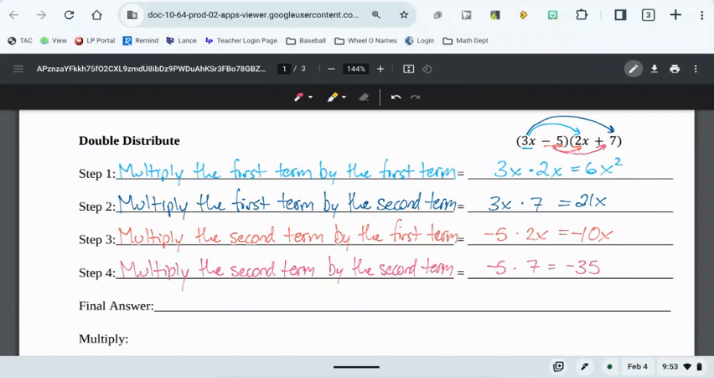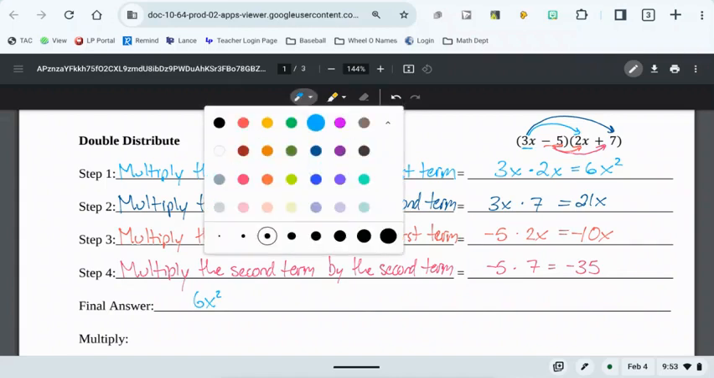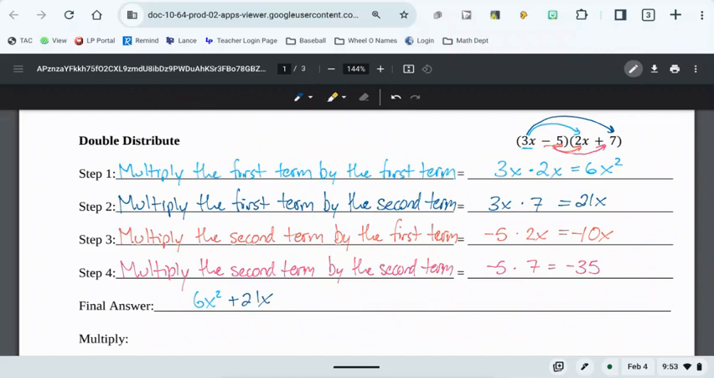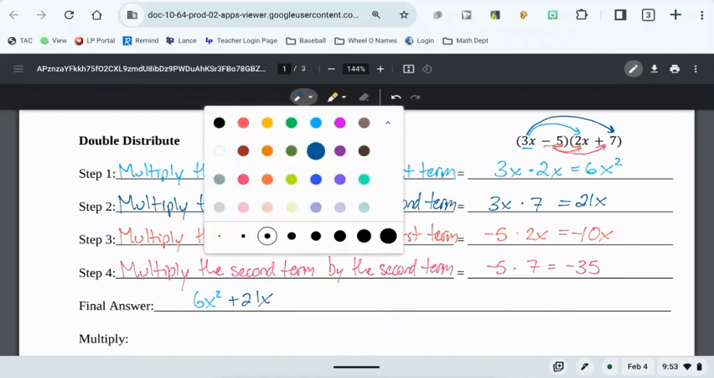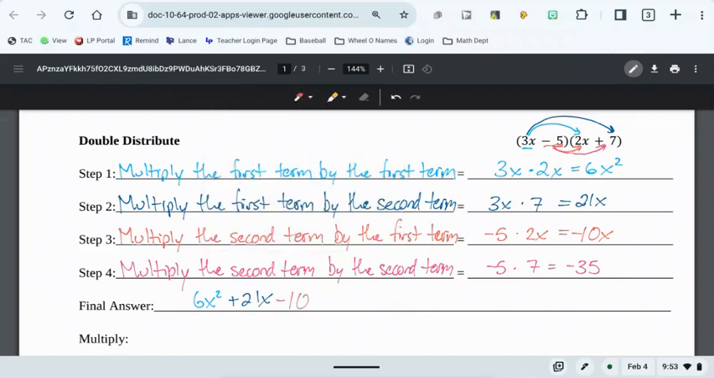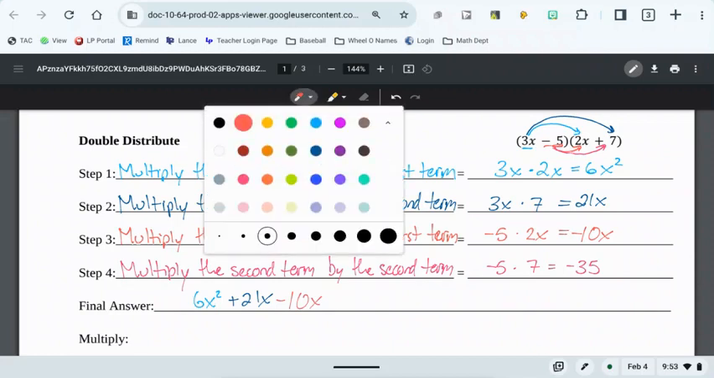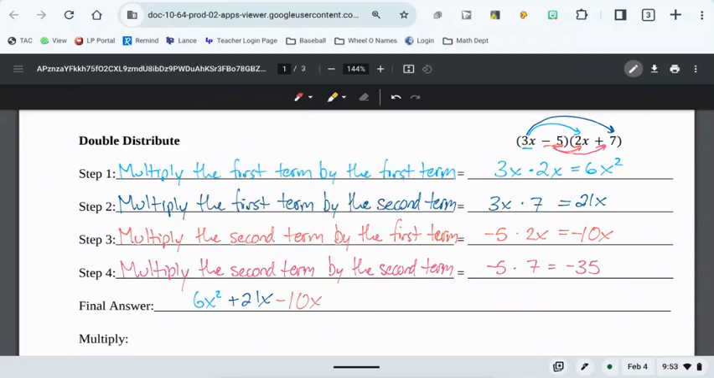Okay, so let's go ahead and now we're going to combine each of our products that we just came up with. So we have the 6x squared, and we have plus 21x. That's a positive 21x. And then we have minus 10x, because we have a negative 10x, and we have a minus 35, because we have a negative 35.